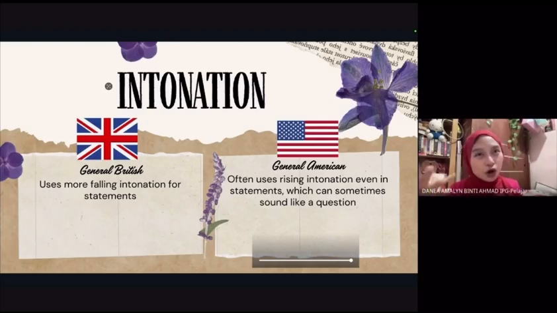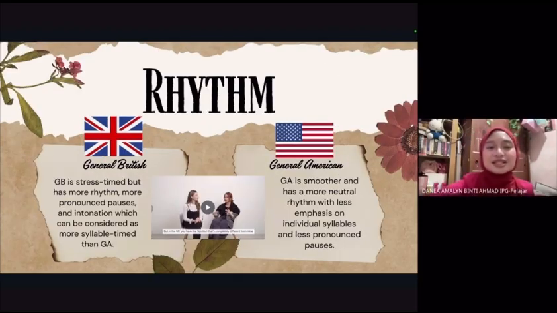Is that yours? Last part is rhythm. So for General British, GB is stress timed but has more rhythm, so basically it is more musical. It has more pronounced pauses and intonation, while General American is smoother and has a more neutral rhythm with less emphasis on individual syllables and less pronounced pauses. So let's look at the video to be more clear.